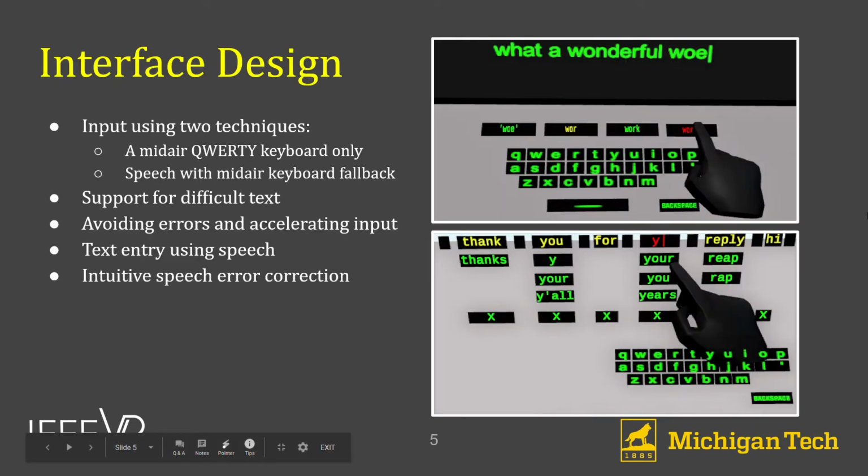Our Midair virtual reality input system supports input using two modes. First, using a virtually rendered QWERTY keyboard in Midair, and second, using speech with the virtual keyboard as a fallback mechanism. Both the modes supported input of difficult text. I am going to show what type of difficult text in a few minutes. The Midair keyboard supported both autocorrection and word predictions. Four slots above the keyboard displayed the word predictions. The leftmost slot showed the exact letters a user typed in.